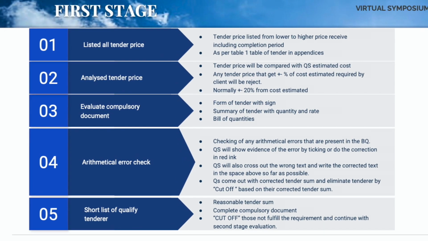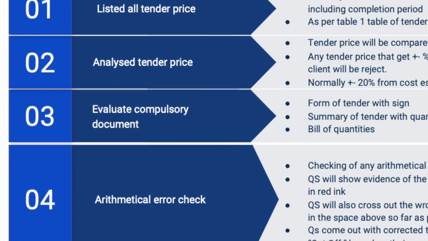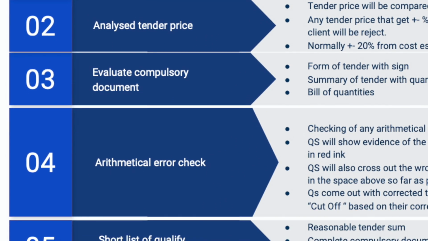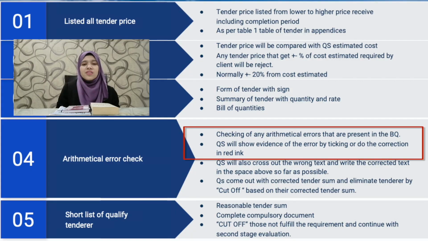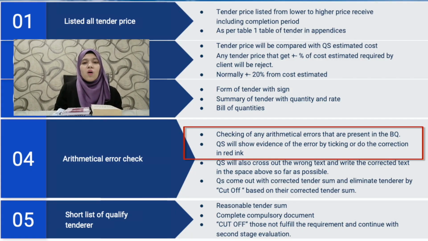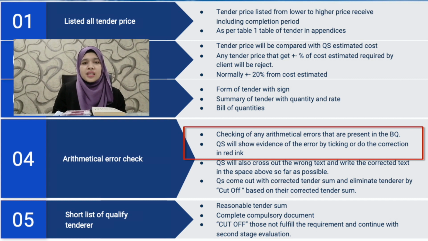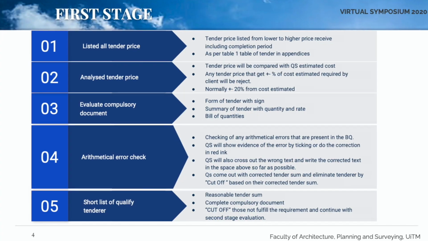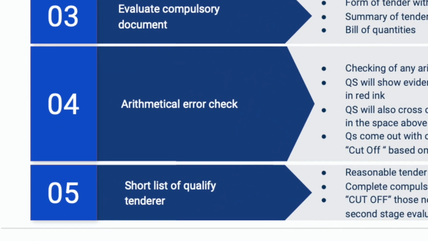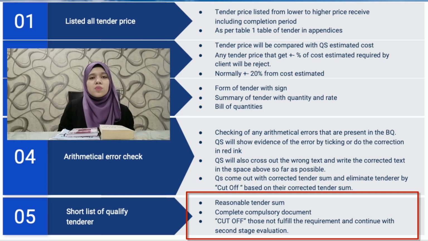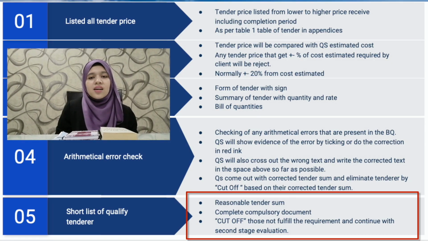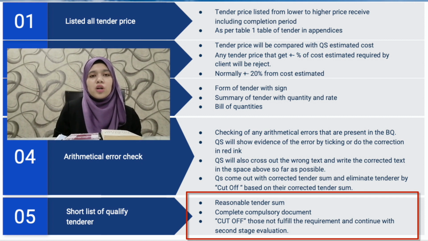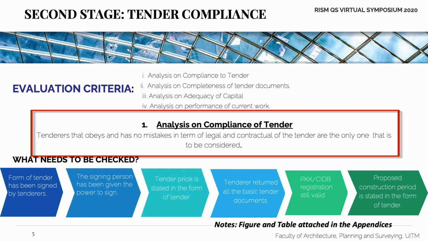Thirdly, QS will evaluate compulsory document. Next, QS will check the arithmetical error that are present in the BQ, and they will show evidence of the error by taking or doing correction in red ink. The last step of the first stage is shortlist of qualified tenderers that have reasonable tender sum and have complete compulsory document.